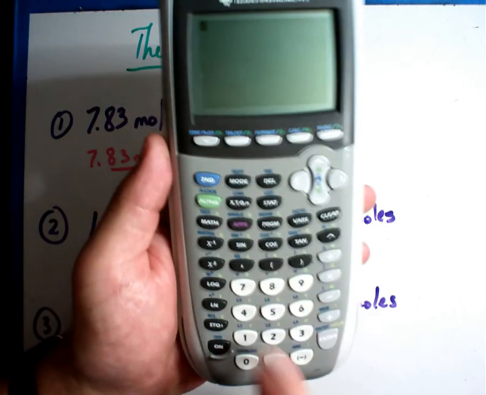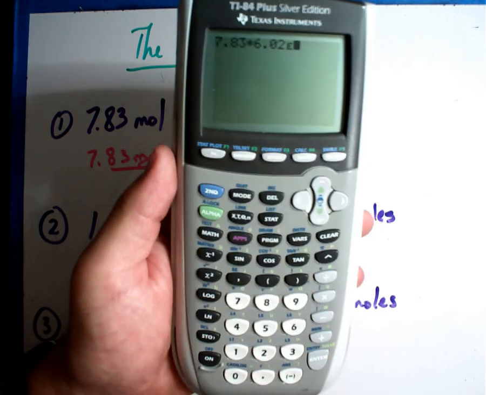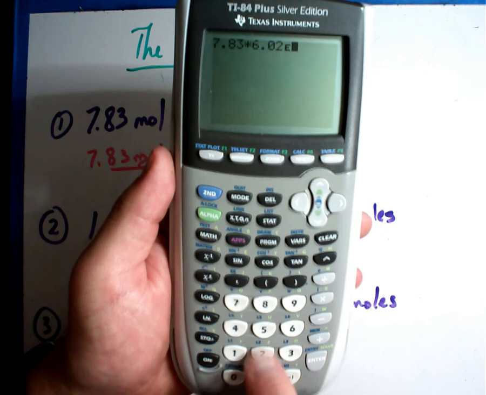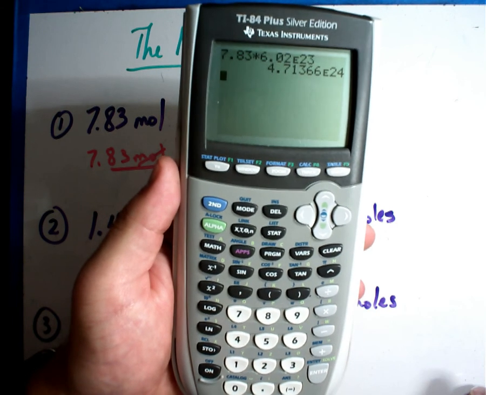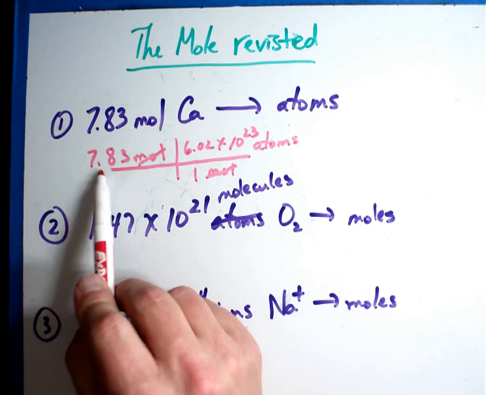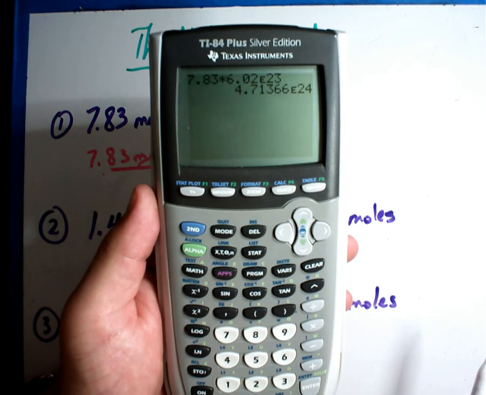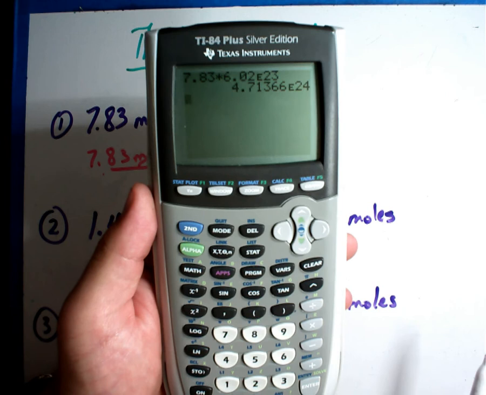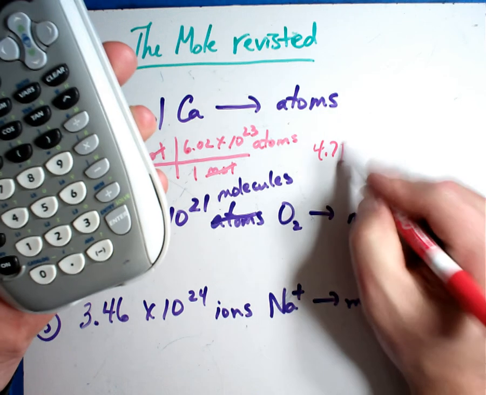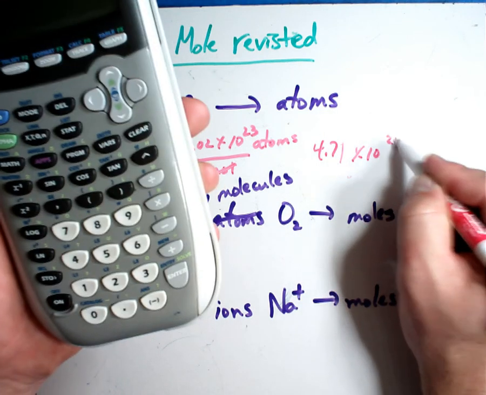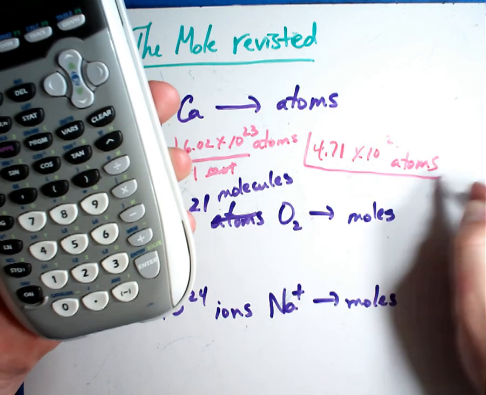So it's going to be 7.83 times 6.02 EE. Never use that times key there. I'm going to use the EE, 23rd power, equals. There's my long answer. So I'm going to look at what I have to begin with. This has 3 sig figs in it. So I'm going to put 3 in my answer. 4.71 and stop. The 3 doesn't make it round. 4.71 times 10 to the 24th atoms. 4.71, and there's the answer.